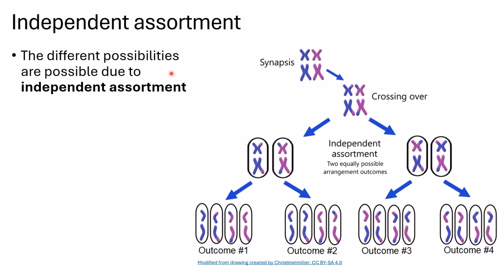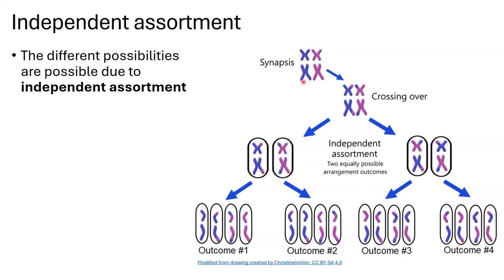Independent assortment refers to the idea that when chromosomes and sister chromatids separate during meiosis 1 and 2, how each pair is separated and assorted into the dividing cells is independent of how the other pairs are separated. Whether a cell receives the maternal or paternal copy of a chromosome in meiosis 1, or the recombinant or non-recombinant copy of a chromosome in meiosis 2, is completely random.